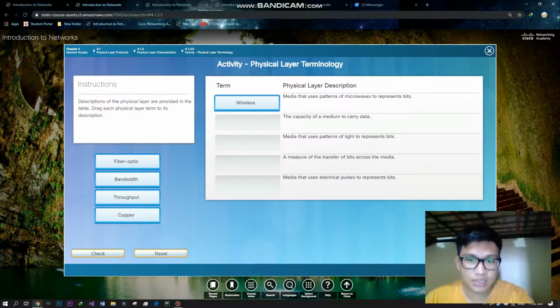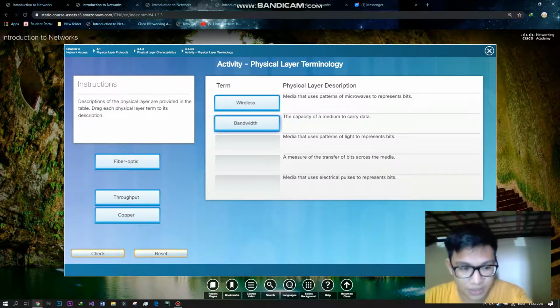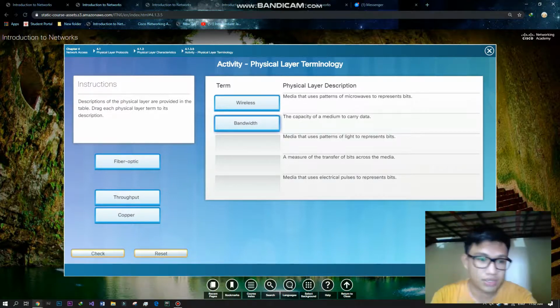So number 2 is the capacity of a medium to carry data. So this is bandwidth. I browsed earlier and this is the exact meaning that bandwidth shows. Another one is digital bandwidth, which measures the amount of data that can flow from one place to another in a given amount of time. For example, the data that I sent from here to my prof is delivered in a set, given amount of time.